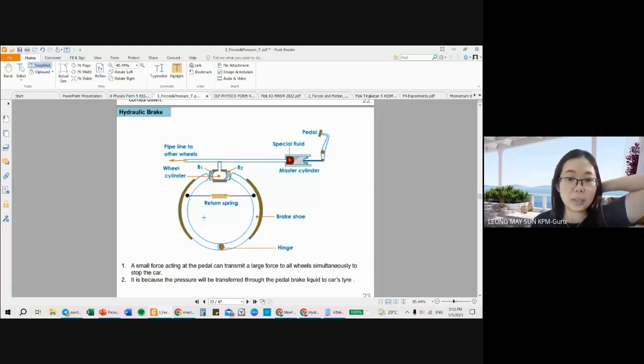Okay, hydraulic brake over here, this is where I mention the master piston and the slave piston. Okay, so the master piston is actually located at our pedal. You know, the car, when we actually drive, the pedal is actually connected to the master piston. They have special fluid over there.